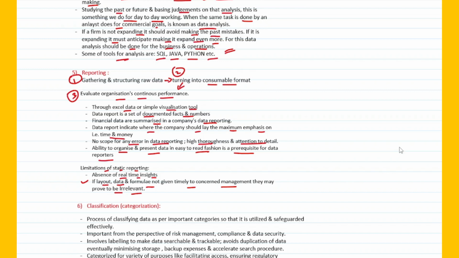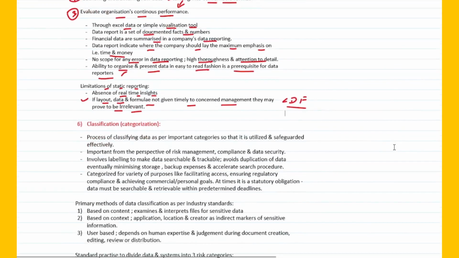No scope for any error in data reporting. There should be high thoroughness and attention to detail. And finally, it should be able to organize and present data in an easy to read fashion, and that is a prerequisite for data reporters. Limitations: first of all, there is an absence of real-time insights, and secondly, if layout, data and formula, that is LDF, is not given in a timely manner to the concerned management, in that case it can prove to be immaterial or irrelevant.